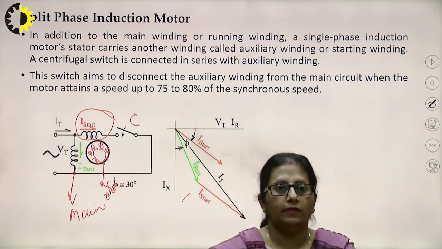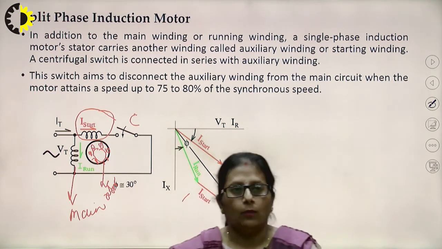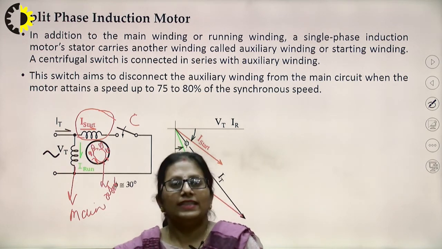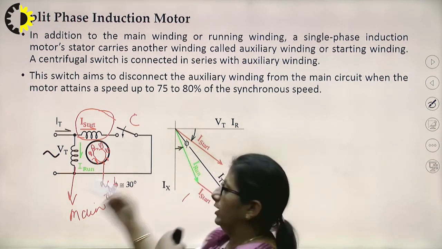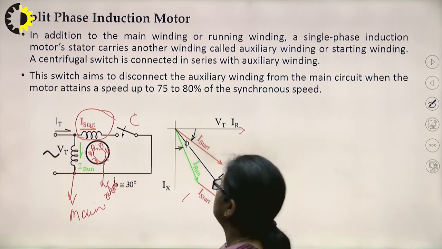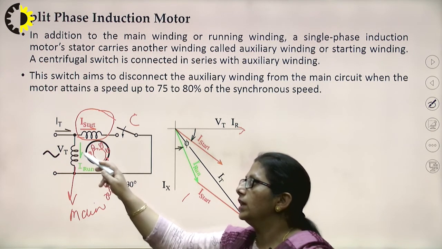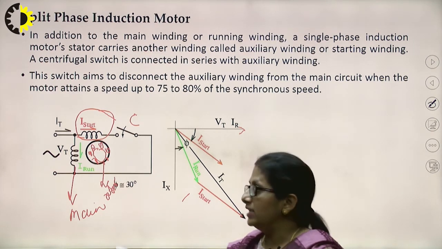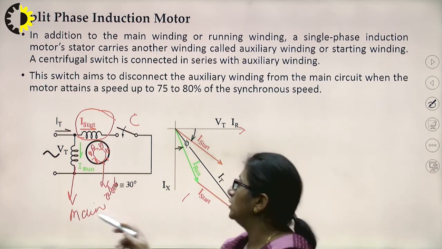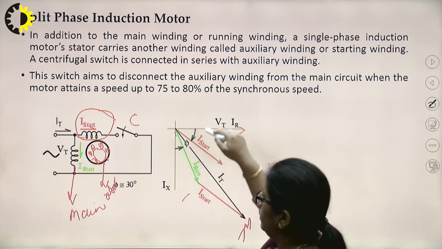Right? What used to happen in this is, earlier, if I assume that I don't have any auxiliary winding or starting winding in it, so I'm having only main winding with it. In that case, if I now plot the phasor diagram, this is the supply voltage, Vt. Where should this I run, the current flowing in the main winding, be? The main winding is highly inductive in nature, so the current would be lagging the voltage by a large angle.